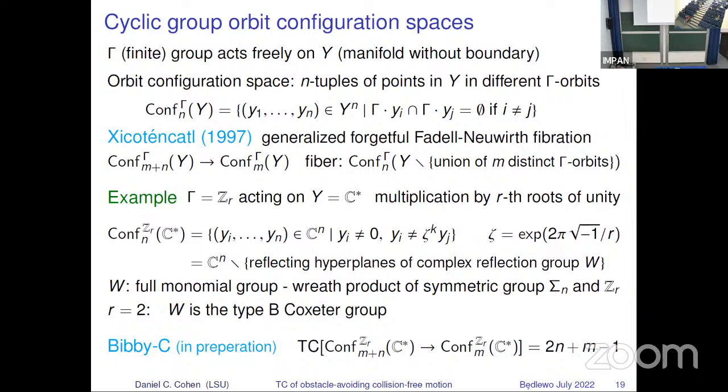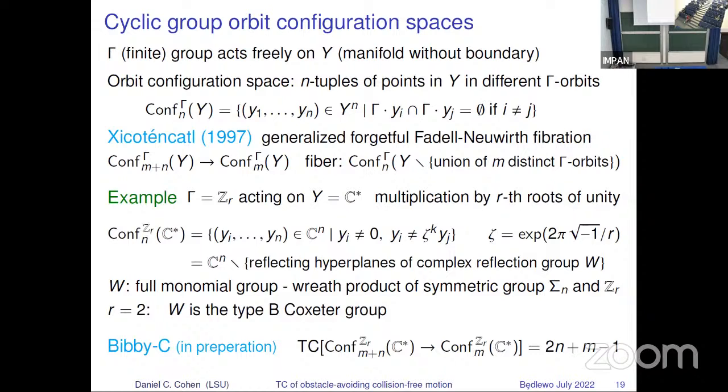And then you can look at what's called the orbit configuration space, where instead of looking at n-tuples of points in Y, which is different, now you look at n-tuples of points in Y whose gamma orbits are different. So the formula is there. You look at all n-tuples with orbit of yi intersect orbit of yj empty for i different from j.